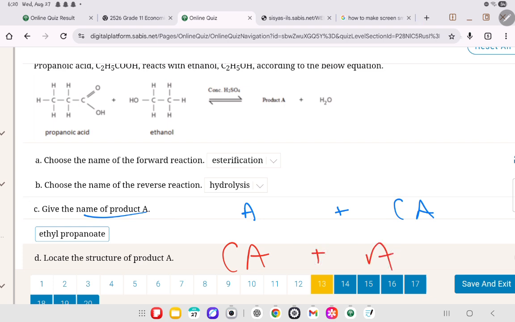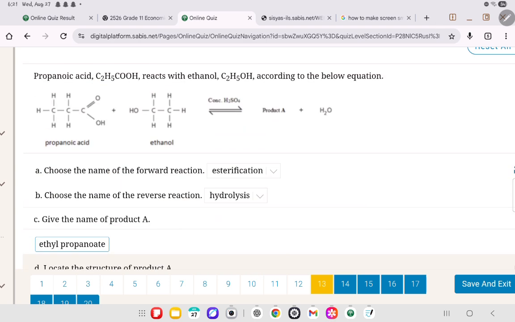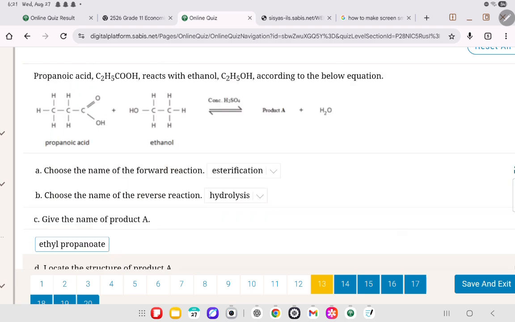So again, when you are naming, you put the number of carbons of the alcohol first, and then the number of carbons of the carboxylic acid. But when you are building the structure, you put the number of carbons of the carboxylic acid first and then the number of carbons of the alcohol. So in this case, our carboxylic acid has 3 carbons, right? So you will go down and look for which one has 3 carbons in the beginning. This one has 3 carbons in the beginning, okay? And this also has 3 carbons in the beginning. But now I will tell you which one is correct.